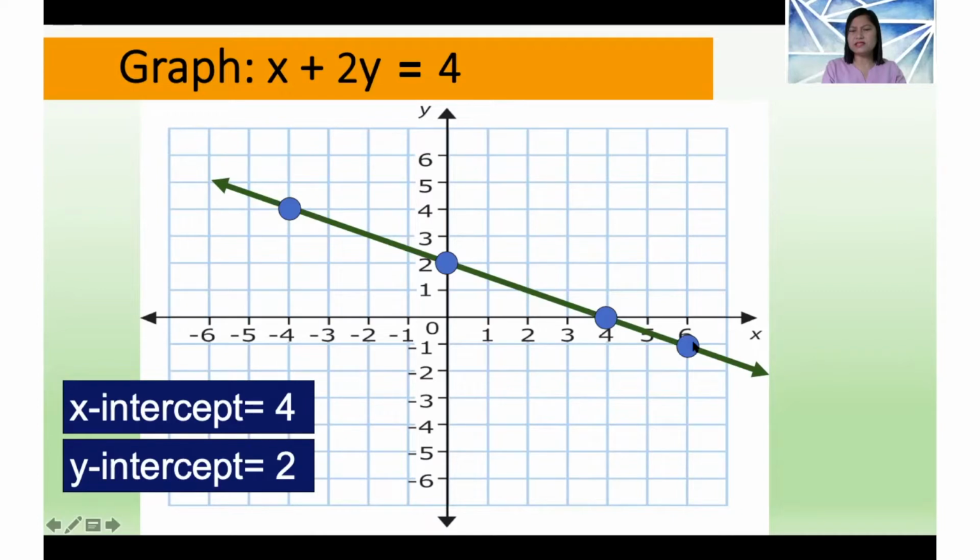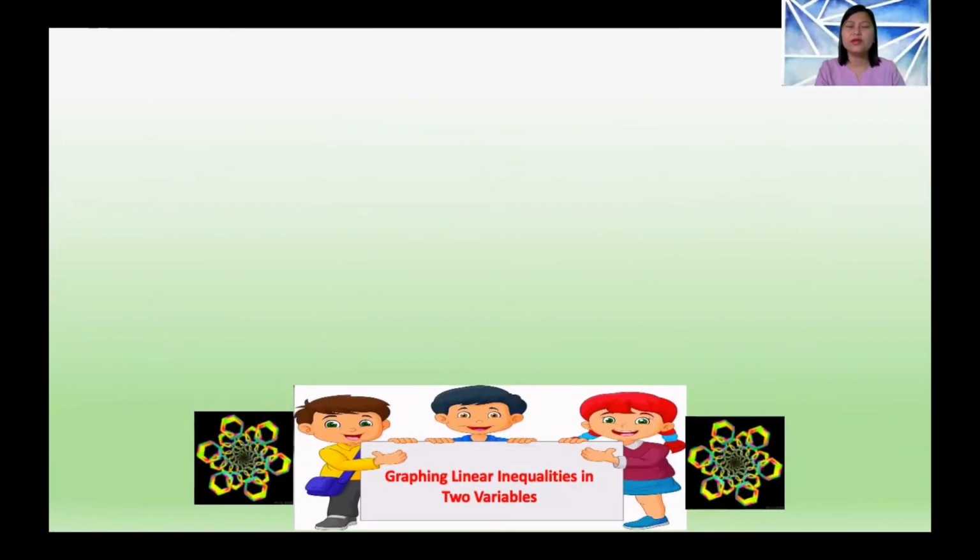And (6, -1). So if we substitute it here, our x is 6 and our y is negative 1. 2 times negative 1 is negative 2. So 6 plus negative 2 is 4. It is also true. So (6, -1) is also a solution. And as you can see, it is on this line. You have seen that the graph of a linear equation in two variables is a straight line.